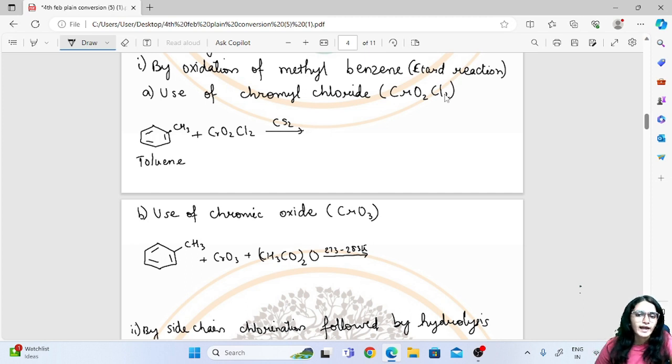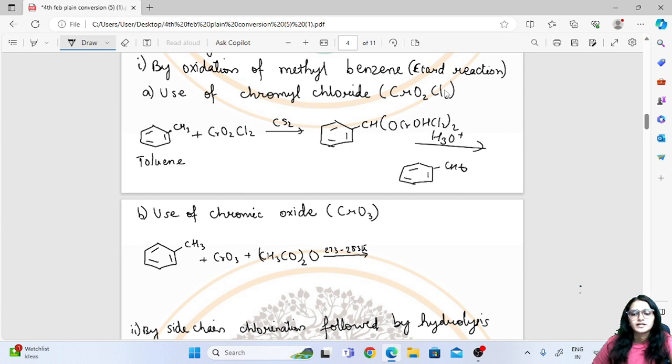So toluene, when reacted with chromyl chloride in presence of carbon disulfide, will give me a benzene ring attached to CH, O, Cr, Cl2 twice. This particular chromium complex I will be getting, and on further reaction with hydronium ion, that is H3O plus, it will give us the product as aldehyde. So we will get the particular aldehyde on hydrolysis of this compound.